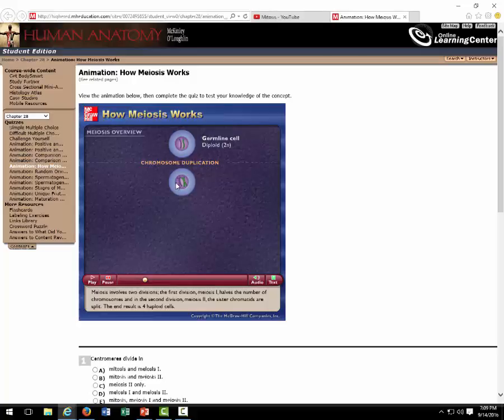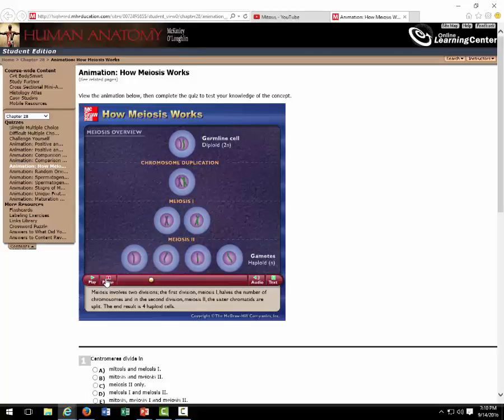So now we're going to undergo meiosis. In this example, this would be 1 type of chromosome, and we have a pair of them, right? So there's 2 chromosomes here. Meiosis involves 2 divisions. The first division, meiosis 1, halves the number of chromosomes, and in the second division, meiosis 2, the sister chromatids are split. The end result is 4 haploid cells.